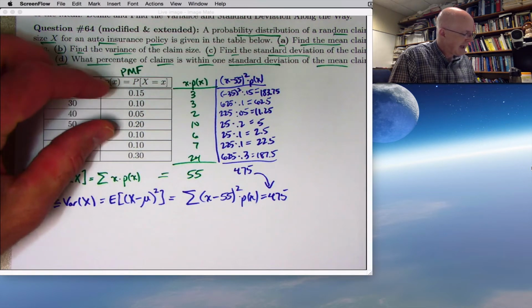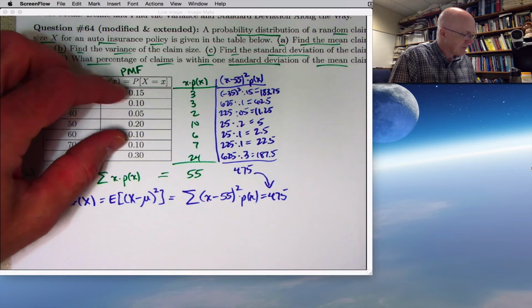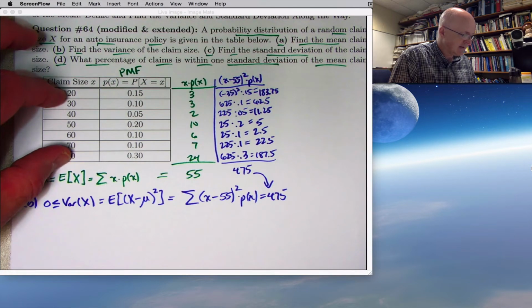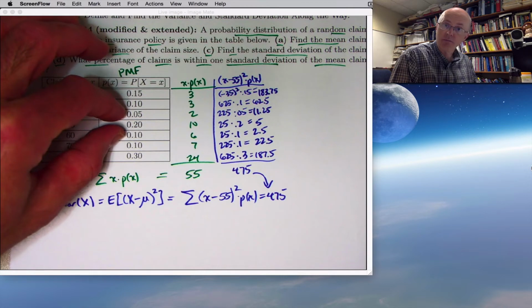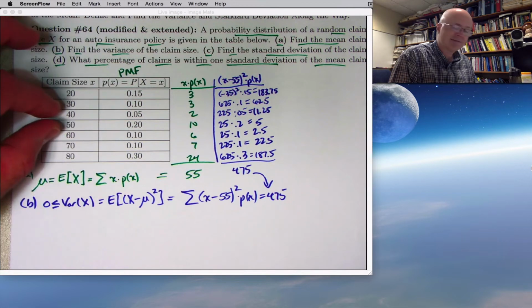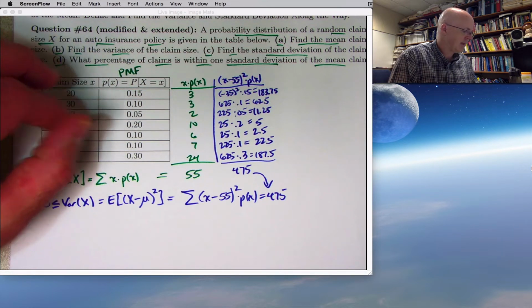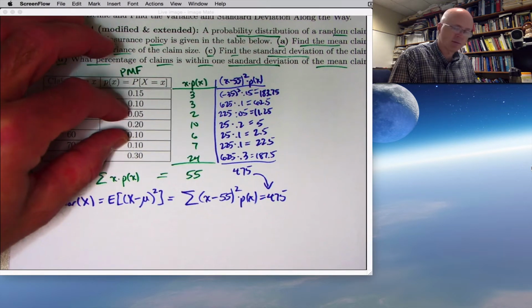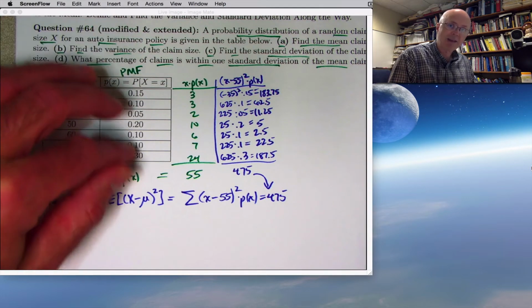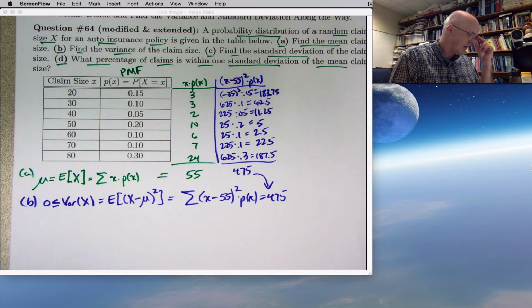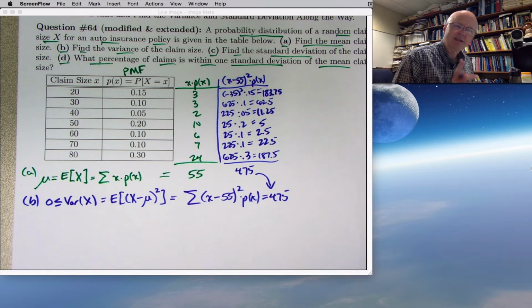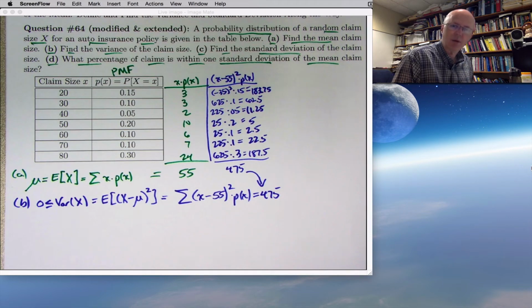If you had PMF values that were not so big at the extremes at 20 and 80, if these two numbers were smaller and these numbers in here were bigger, you'd be more likely to get values of x close to the mean. We'd expect a smaller variance. Okay? If these numbers at the extremes were smaller and these numbers inside were bigger, they still have to add up to 1 because it's still got to be a valid discrete random variable probability distribution. I do want to show you again an alternative way to calculate the variance, but let's solve part C and part D first before we go back to that.